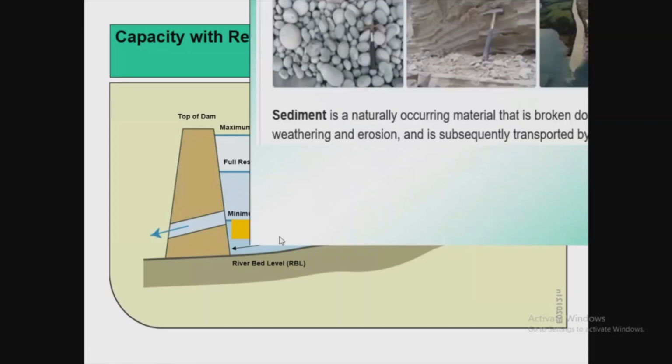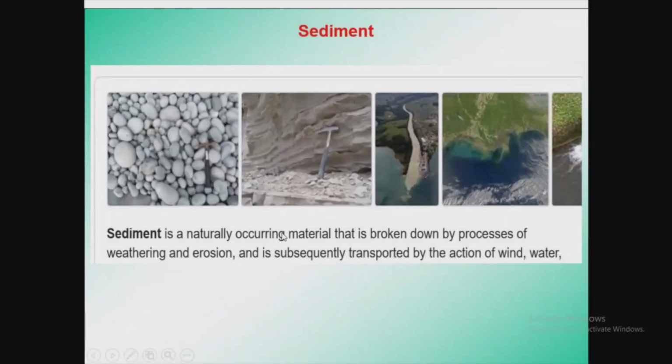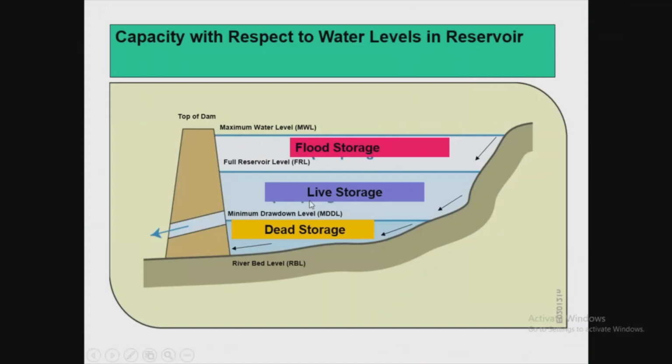The first zone is called the dead storage zone, the second zone is called the live storage zone, and the third zone, for our purpose, is the flood storage zone, to accommodate the flood. Now the levels related to it are known as: first, the dead storage top level is known as the maximum drawdown level. The live storage top level is known as the full reservoir level, and the flood storage zone top is known as the maximum reservoir level or maximum water level.